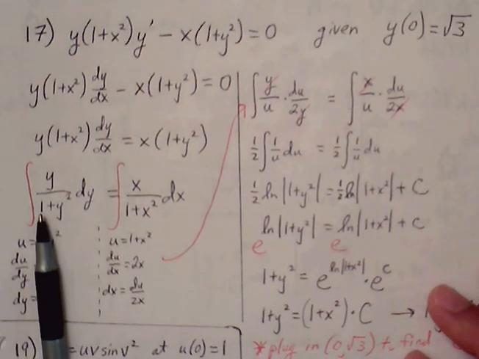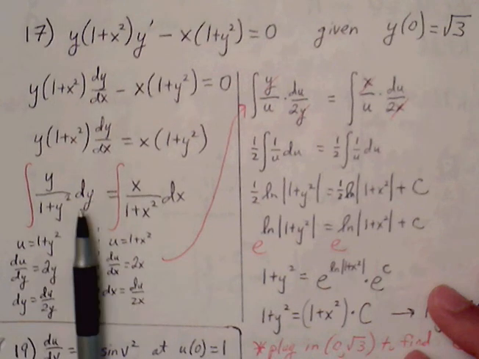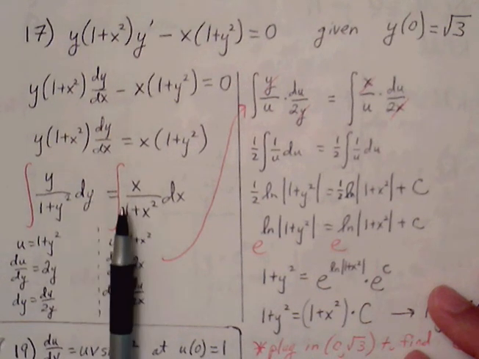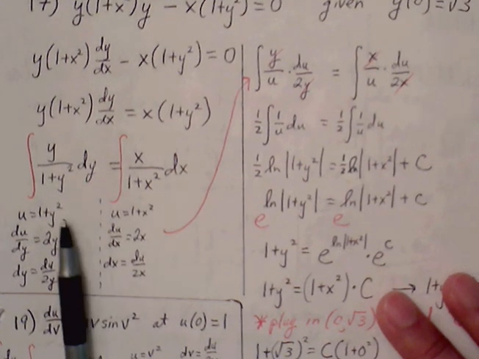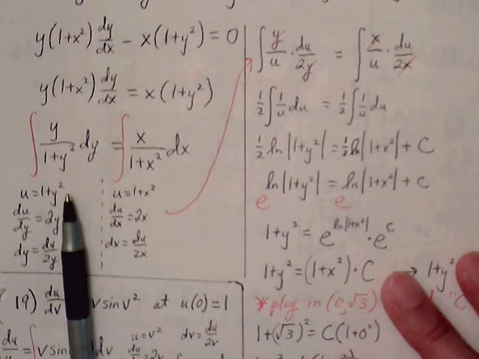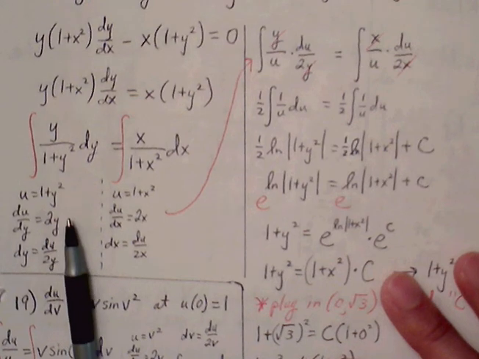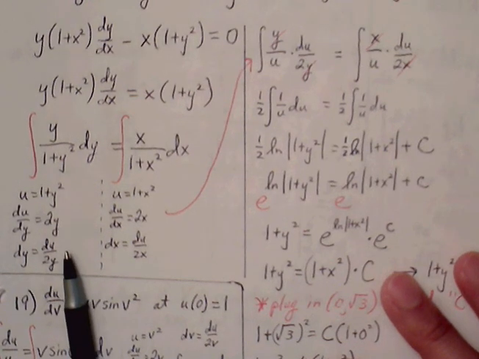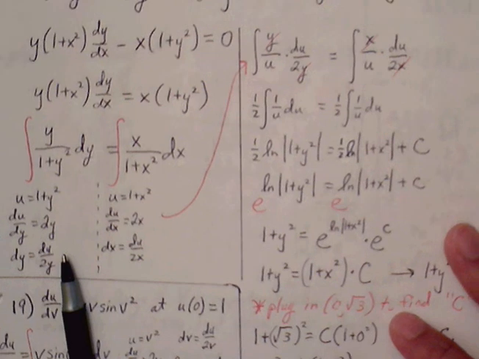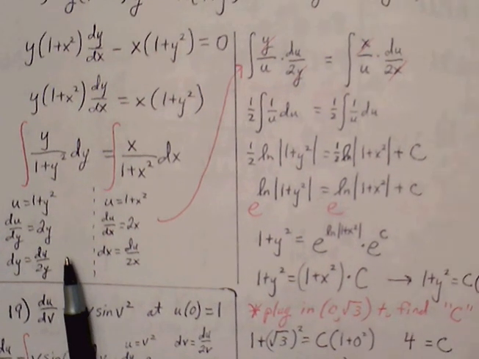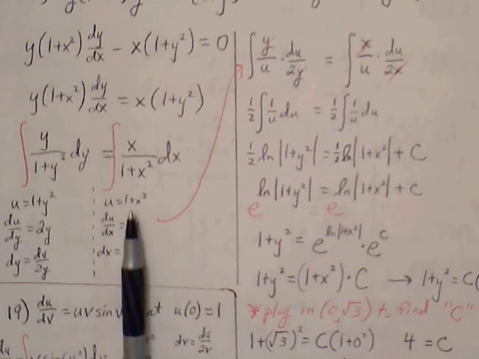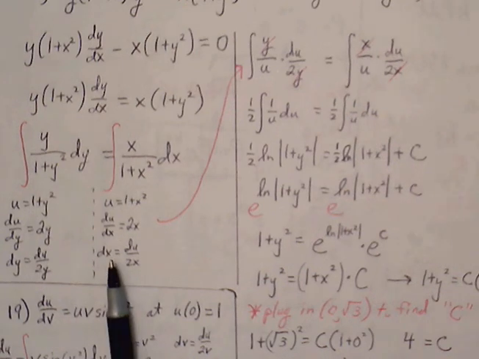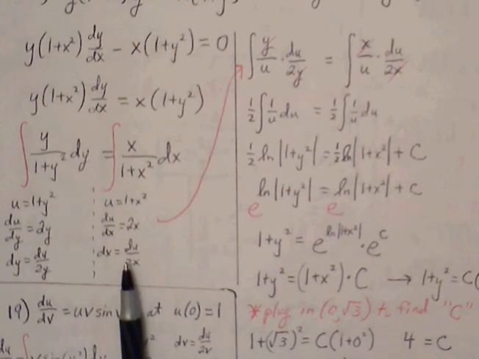So the integral of the left, the integral on the right, we're going to have to go through u substitution in both cases. So we let the u value be the denominators in both cases. So on the left side, u is 1 plus y squared. du over dy is 2y. Solve for dy, and we get du over 2y. On the right side, u is 1 plus x squared. The derivative is 2x. And so after you cross multiply and solve for dx, you get du over 2x.